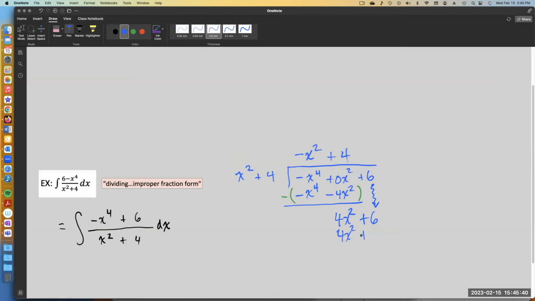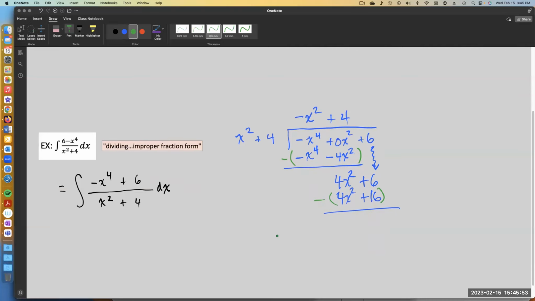So now we distribute. We take that 4 and we're distributing it across this. 4 times x squared is 4x squared. 4 times 4 is 16. And now we have to subtract. So 4x squared minus 4x squared is 0. And then how about the constant? What constant should we have there? Negative 10. This is the remainder. So negative 10 is the remainder.